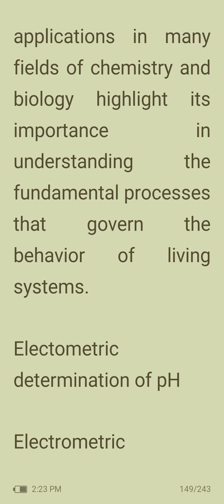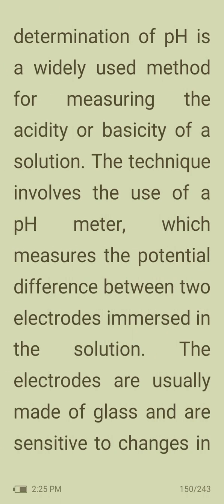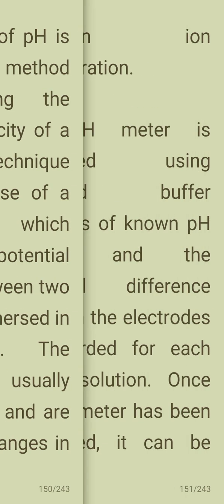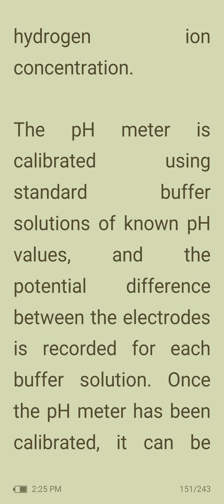Next topic is the electrometric determination of pH. Electrometric determination of pH is a widely used method for measuring the acidity or basicity of a solution. The technique involves the use of a pH meter, which measures the potential difference between two electrodes immersed in a solution. The electrodes are usually made of glass and are sensitive to changes in hydrogen ion concentration. The pH meter is calibrated using standard buffer solutions of known pH values, and the potential difference between the electrodes is recorded for each buffer solution.